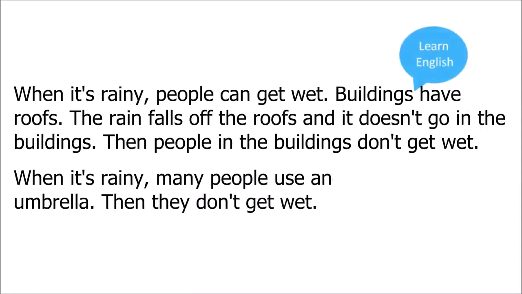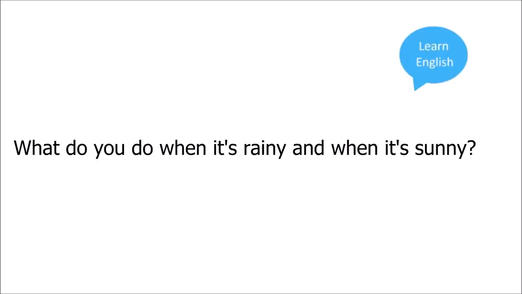When it's rainy, people can get wet. Buildings have roofs. The rain falls off the roofs and it doesn't go in the buildings. Then people in the buildings don't get wet. When it's rainy, many people use an umbrella. Then they don't get wet. What do you do when it's rainy and when it's sunny?